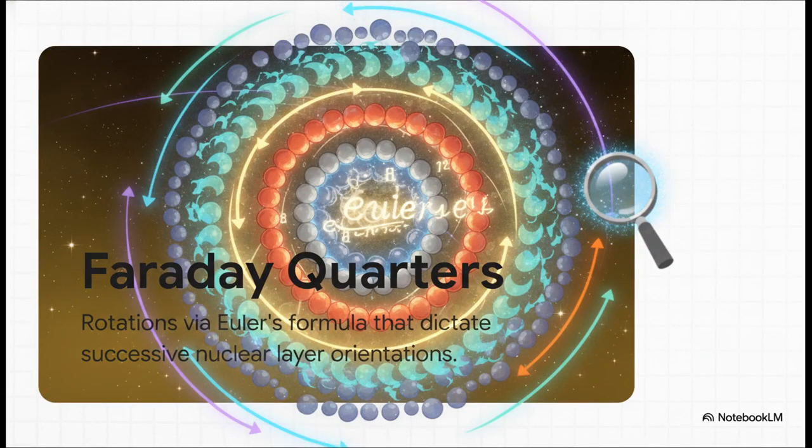Now, as these particles form, they layer themselves using what the model calls Faraday quarters. Driven mathematically by Euler's formula, these very specific geometric rotations dictate exactly how successive layers of the nucleus orient themselves, moving from the neutron layer to the proton layer all the way out to the antineutrino layer. And this mathematically driven geometric rotation perfectly explains a massive real-world mystery: why the nucleus is packed so unbelievably tightly, especially when you compare it to the giant empty void that exists right before you hit the electron shells.